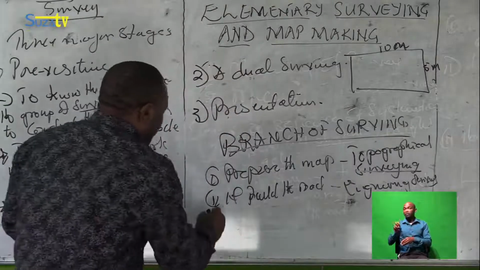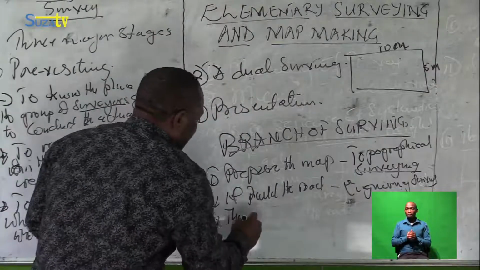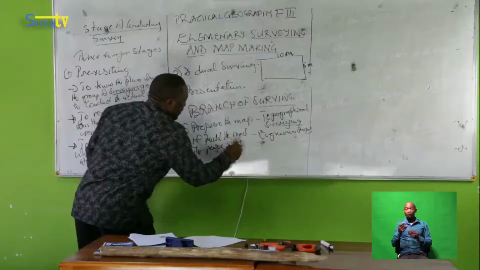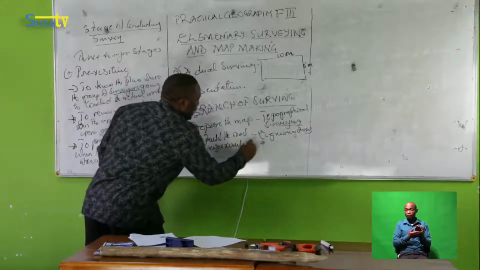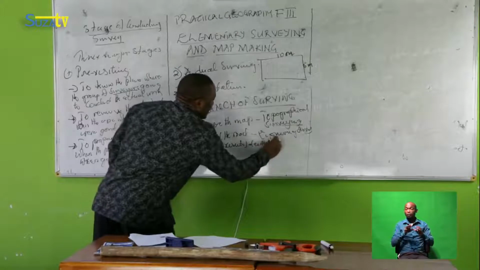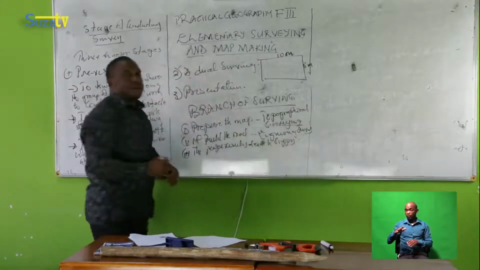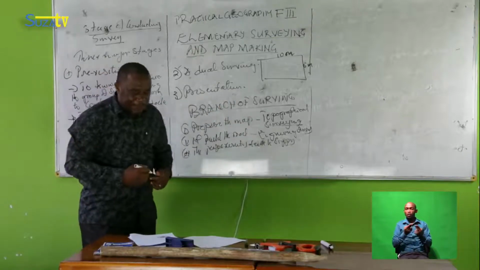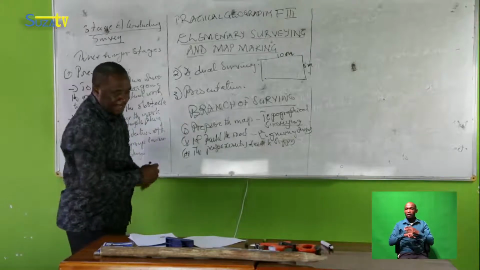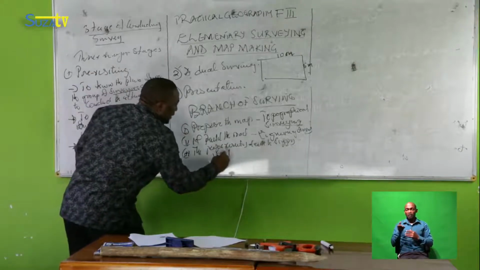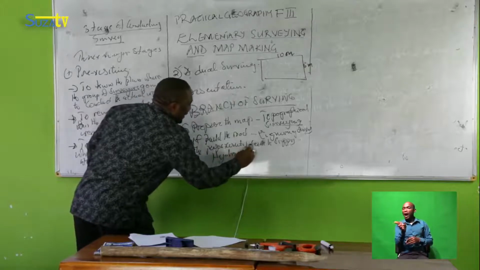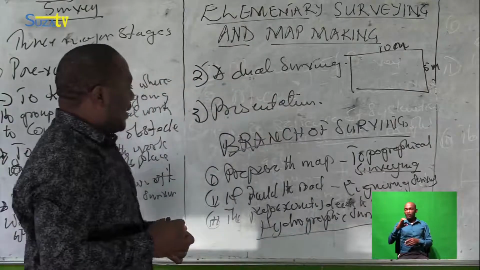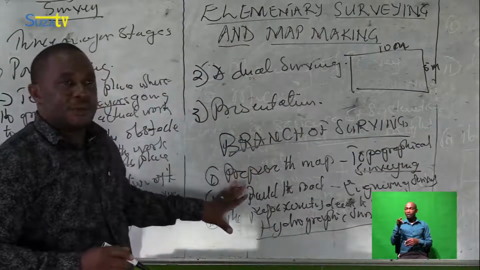Also, if the people or a country need to supply water to an area, which type of survey can be used? Yes, this is called the hydrographic survey, hydrographic surveying. So, my students, I give here some examples.